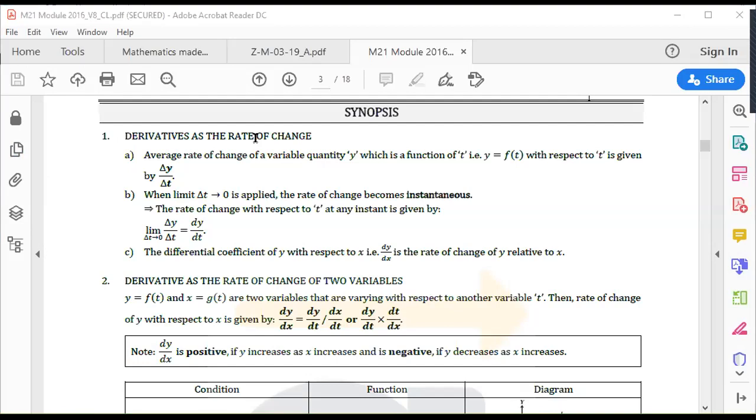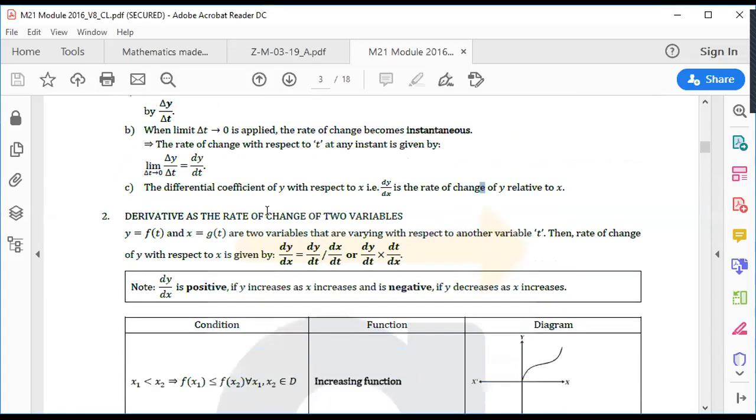first derivative as rate of change, that we have clearly understood on board, right? That what is delta y by delta t if y is function f of t when we are taking delta t tends to 0, and what is dy by dt. Okay, dy by dt. Now derivative as the rate of change of two variables. So this also we have done in last chapter only, that if y is equal to f of t and x is equal to g of t are two variables varying with respect to another variable t, then rate of change of y with respect to x is given by dy by dx is equal to dy by dt divided by dx by dt, isn't it?